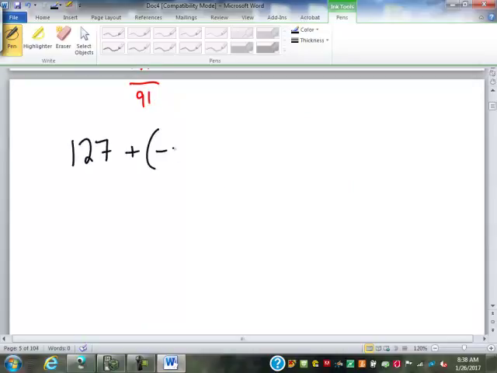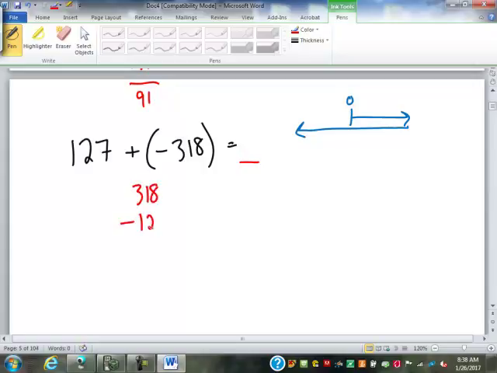So 127 plus a negative 318. So from 0, where do we go? Right or left? Right for 127. Negative 318, same or opposite? Opposite. Longer or shorter? Longer. So we're back in the 0 range. Arrows go the opposite direction, so we're going to subtract the absolute values. Which one's going to go first? The bigger one is the 318. Good. Minus 127. It's 191, right? So negative 191.